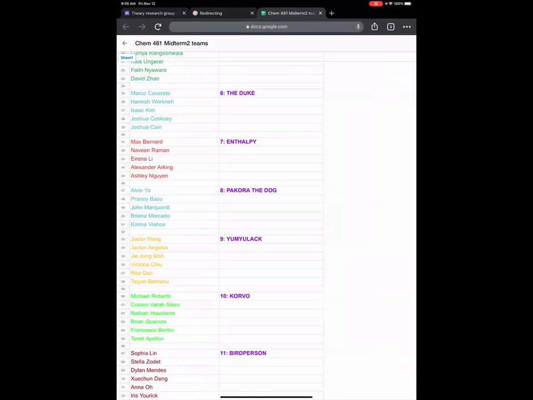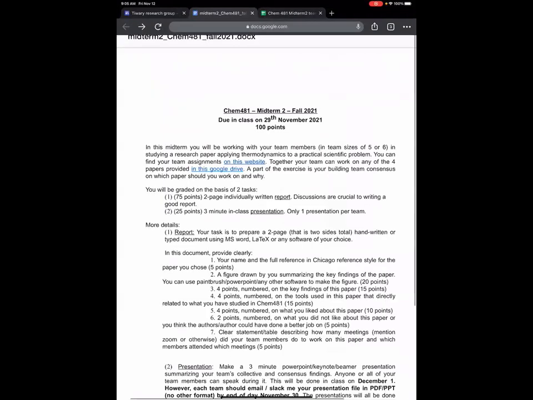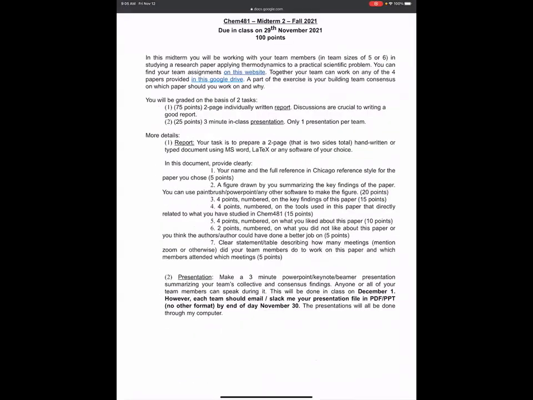I will talk about the papers in a moment, but what do you do once you have decided on the paper? There are 2 things you have to do. First, you have to prepare a report. In every team of 5 or 6 people, you will have your own individual report. The report will be a product of your discussions, but it is your own report.